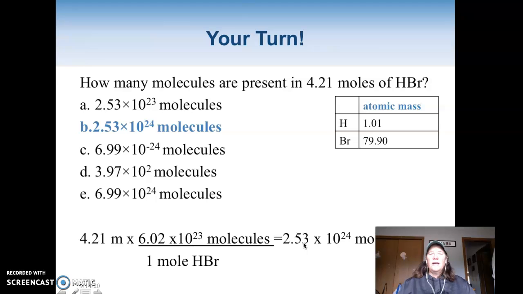Yeah, okay. We're going to end there because now we're going to start talking about some other things. But again, we're doing the same things as we did before, but now you have to calculate the molecular mass first. And then once you find the molecular mass, you can put them in these conversions like we did for elements. And that's what we talked about today.